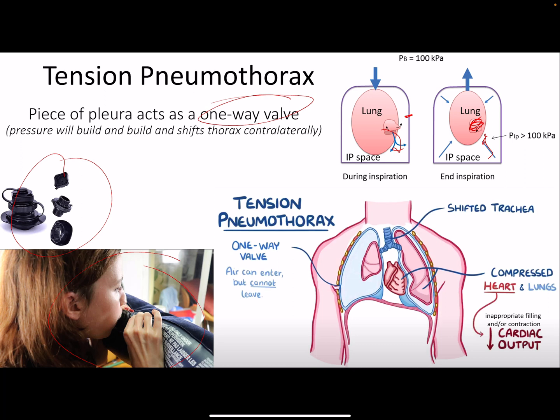flap. And obviously, this is going to build to a higher pressure. The reason this is more dire is because this one-way valve means more and more pressure will just build up, and build up, until it becomes enormous, and then it absolutely will compress the lung, and again, it can shift the trachea over to the right side. It also can get so large that it actually compresses on the heart, and prevents filling of the atrium or ventricles, or contraction of the ventricles.